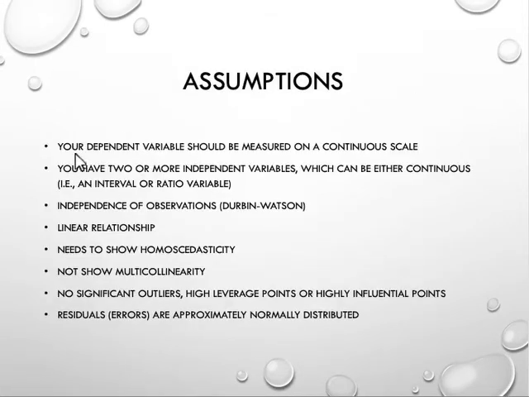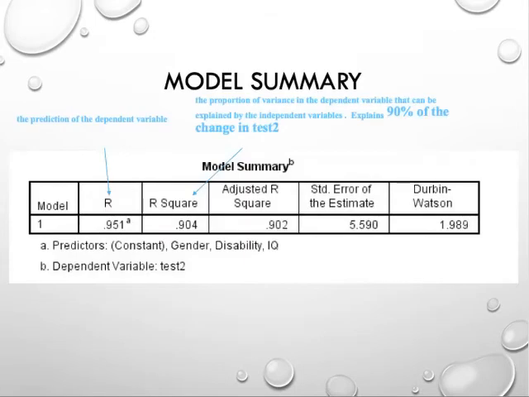The assumptions here: your dependent variable should be measured on a continuous scale. You have 2 or more independent variables which can either be continuous or dichotomous. We have independence of observations. We have a linear relationship. We need to show homoscedasticity. We need to not show multicollinearity. We need to have no significant outliers. And we need to have residual errors being approximately normally distributed.